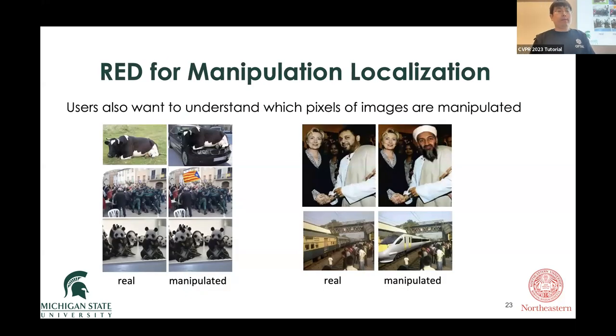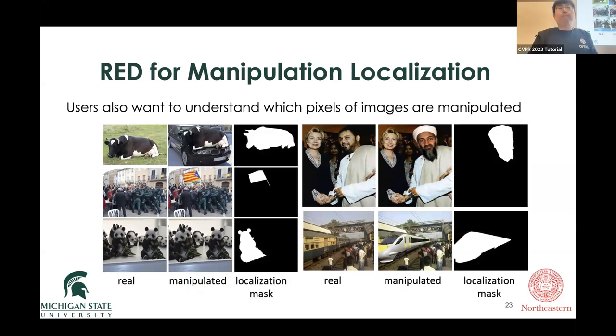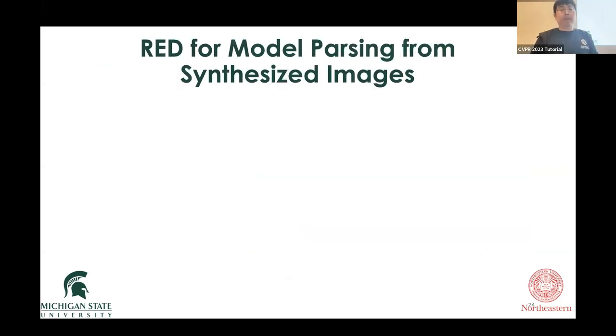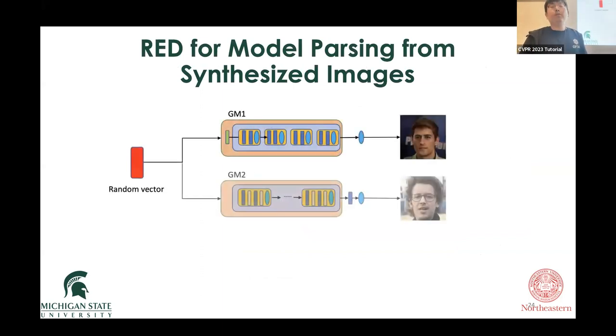And also, as I mentioned, RED for manipulation localization. So now we move to the human-centric attacks. You have the fake images, and the images could be manipulated from some normal images. So now can we use the RED technique to understand which pixels, which part of the images are manipulated by the image editing models? This is one of the results. This is a localization mask. You can generate a localization mask. It's also a RED problem, okay? And also RED for the model parsing from the fake images. So this could be very interesting.